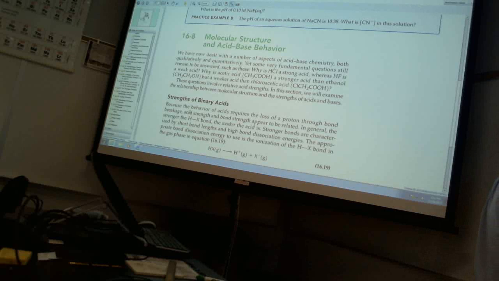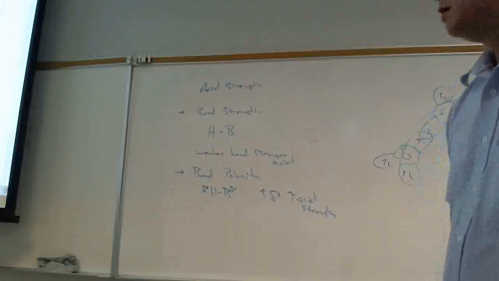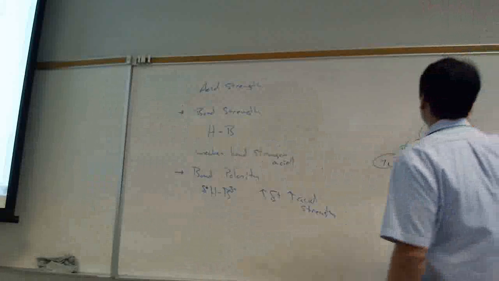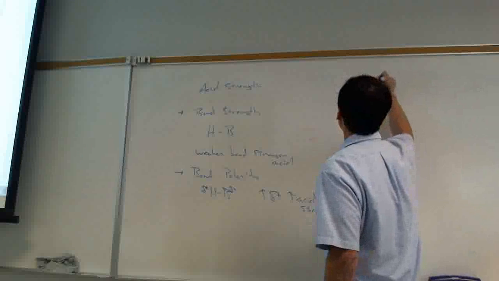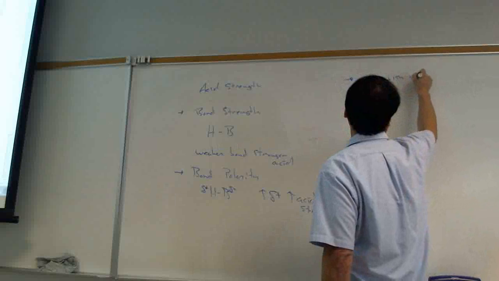The next factor is bond polarity. The more polar the bond, increasing delta plus increases the acid strength. Okay. The next factor is the stability of the conjugate base.